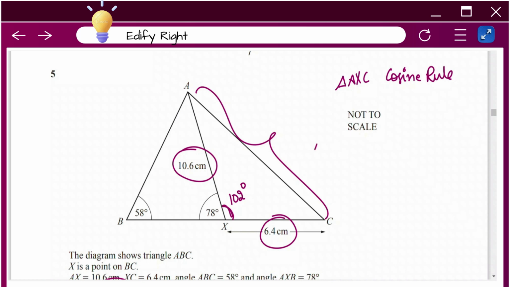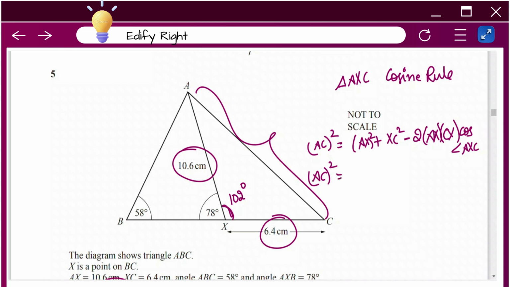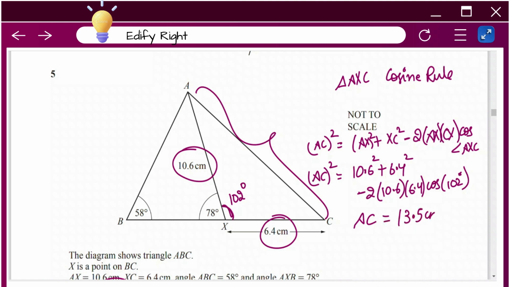Let me just write the formula first. AC squared is equal to AX squared plus XC squared minus 2 times AX times XC into cos of the angle between them, which is angle AXC. So here AC is unknown, so let's keep it as it is. AX is 10.6, XC is 6.4, minus 2 times 10.6 into 6.4 into cos of the angle between them, which is 102 degrees. So when you solve this, you get AC is equal to 13.5 centimeters. So that's the first part.